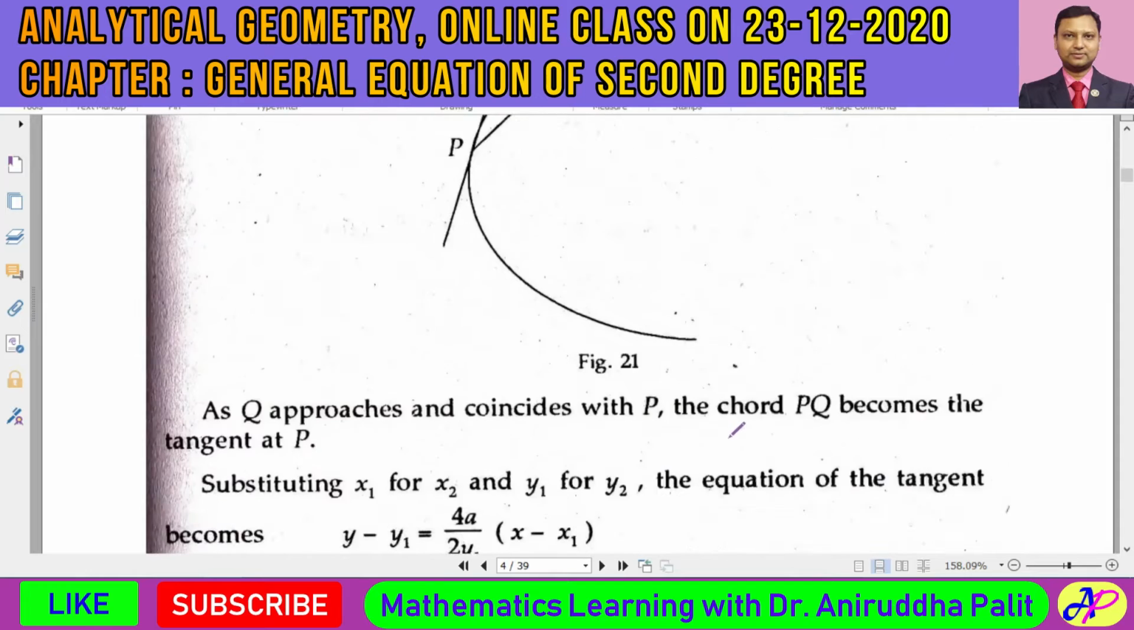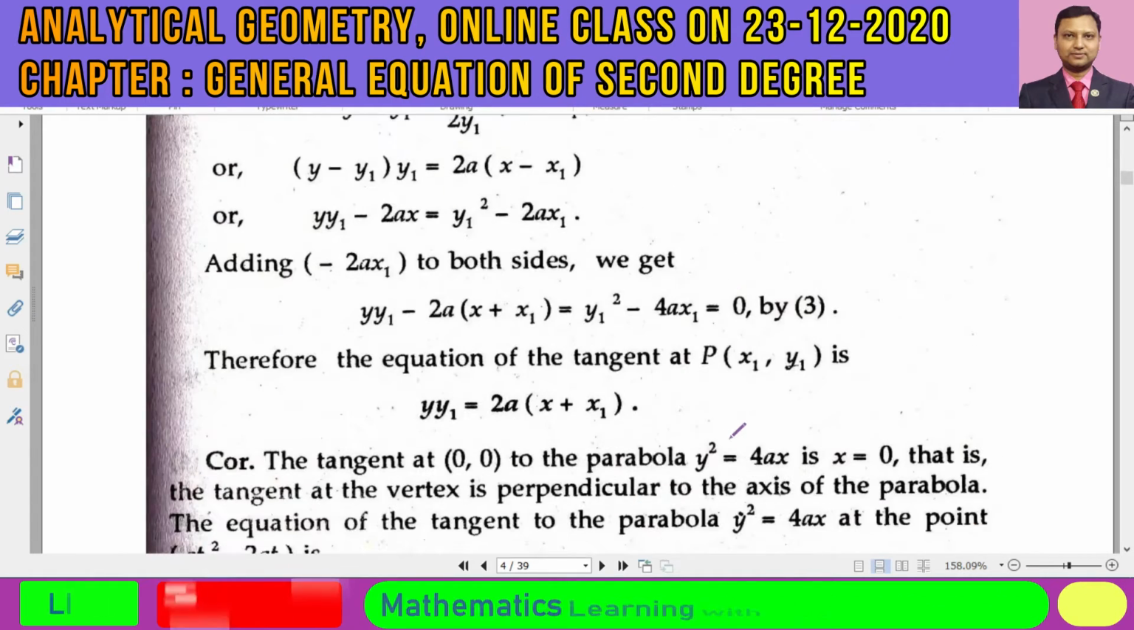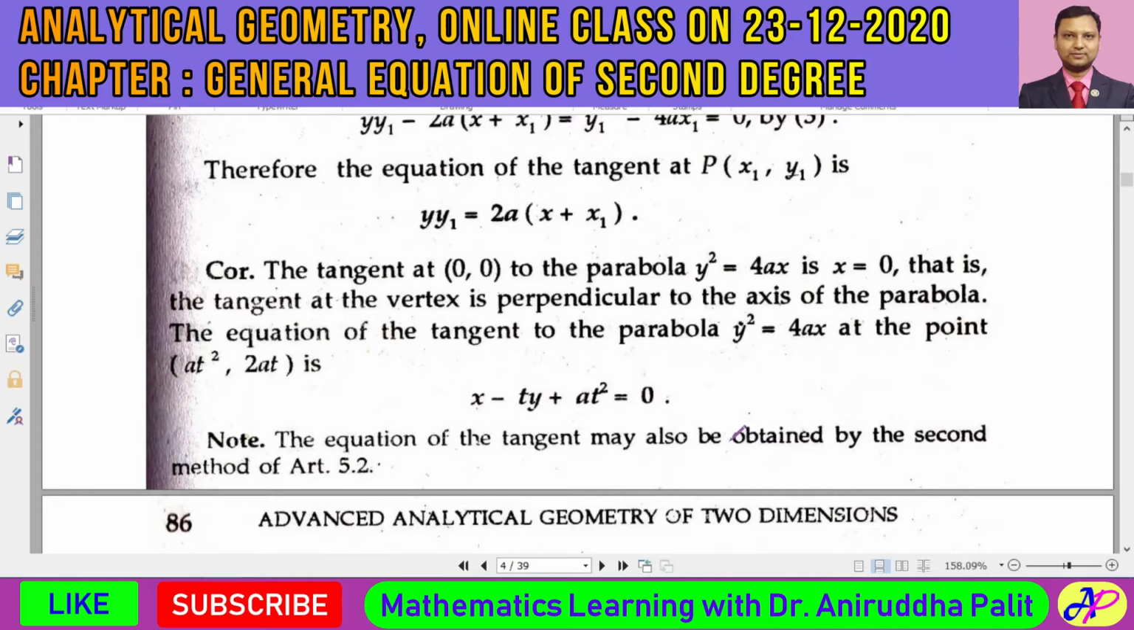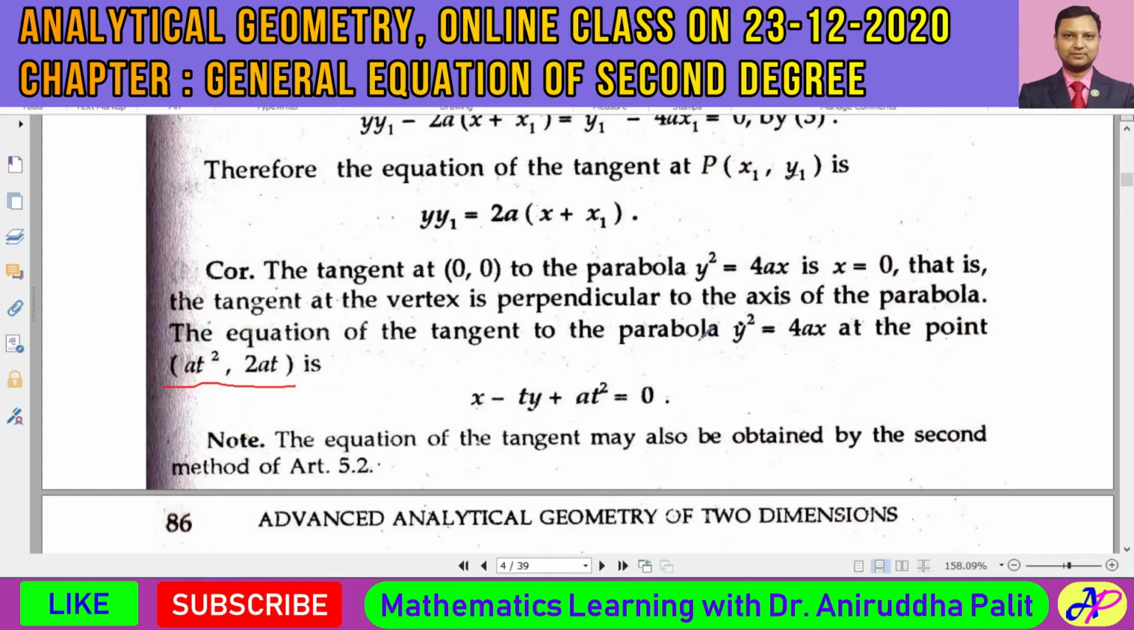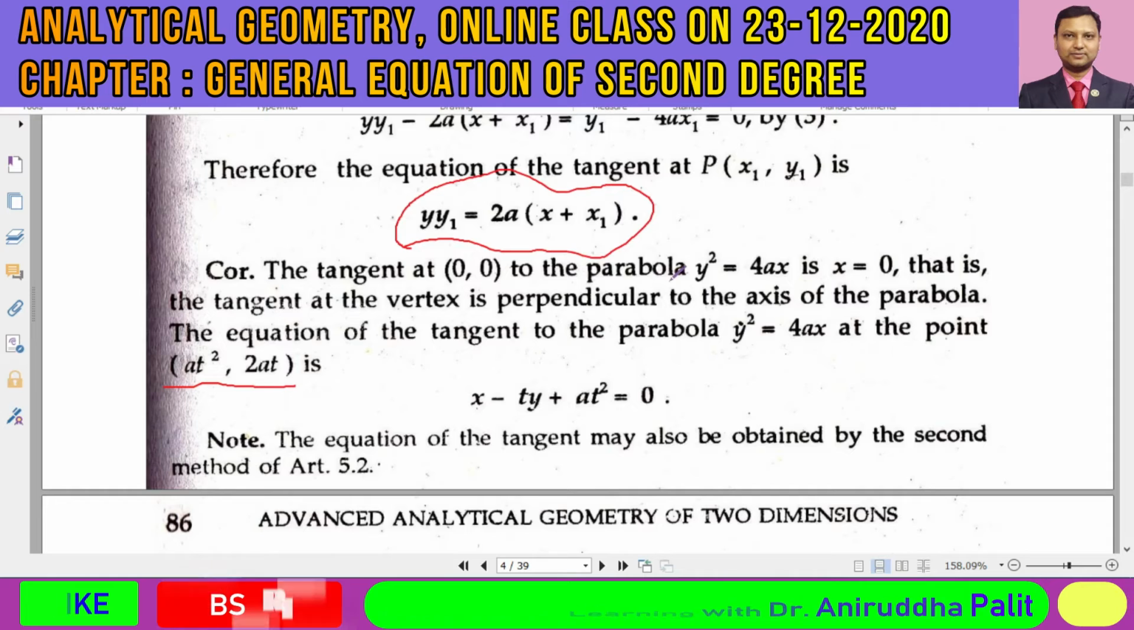Most of the time, the point under consideration is taken in parametric form, that means x equals at squared, y equals 2at. Or in other words, x1 equals at squared and y1 equals 2at. This is the equation of the tangent to the parabola at the point x1, y1.